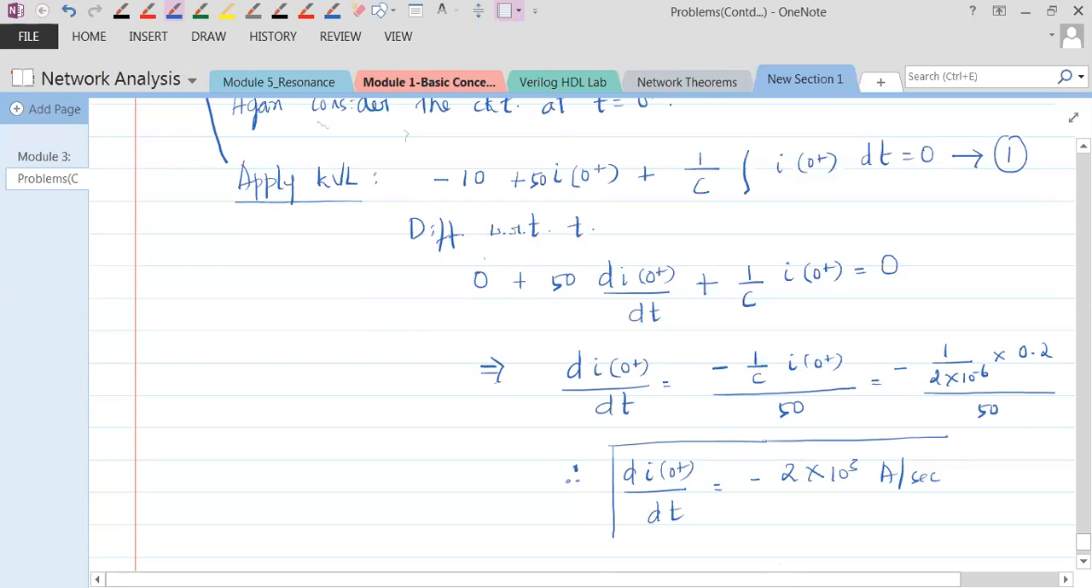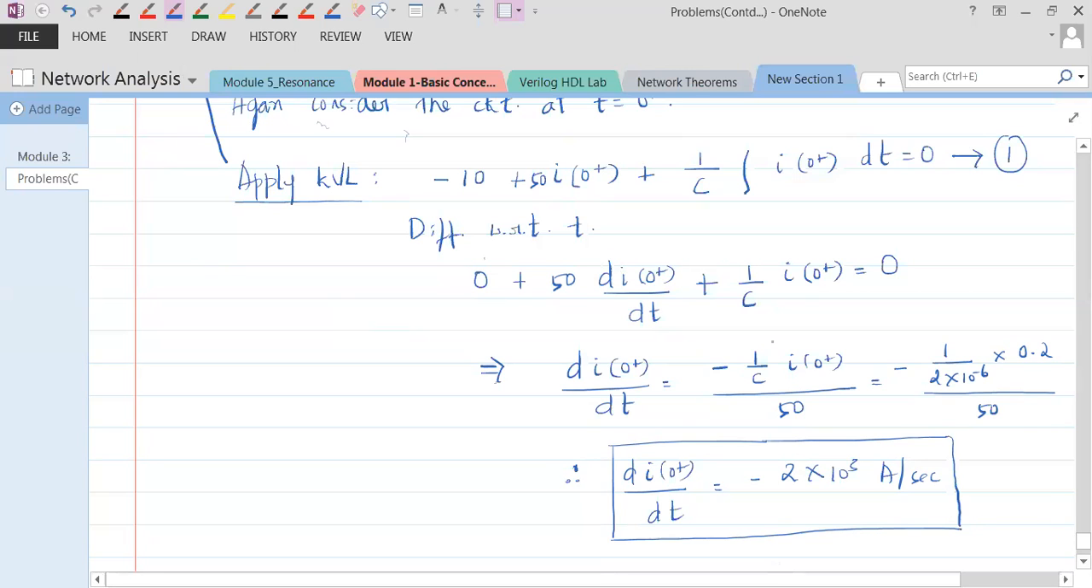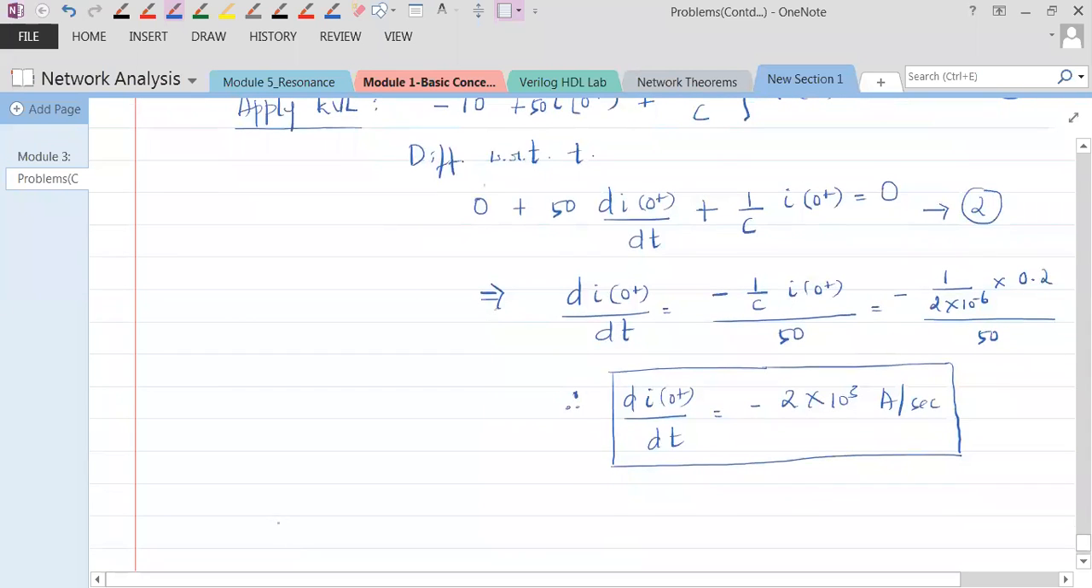Now we have got the first order differential of current I of 0 plus. You have to get the second order differential now with respect to t. What we need to do here? You can call this equation number 2. Let's make a statement here. To find d square I of 0 plus by dt square, differentiate 2 with respect to t.